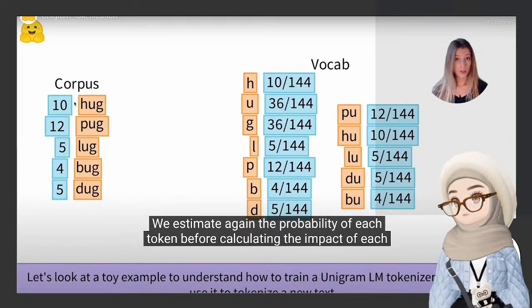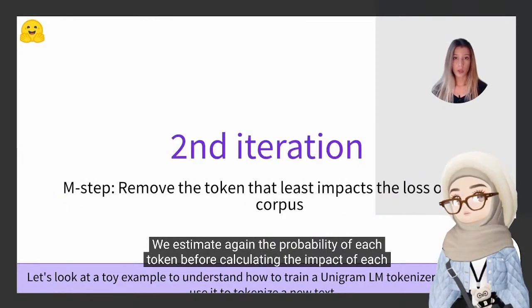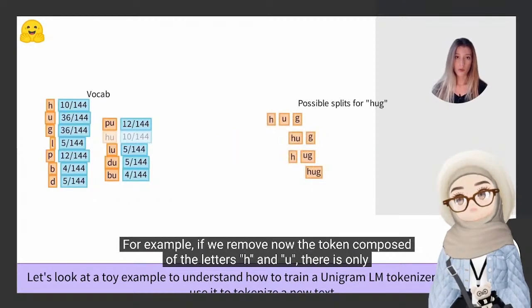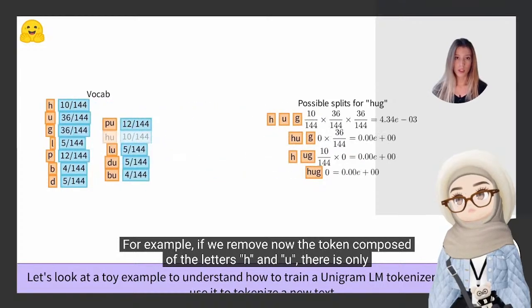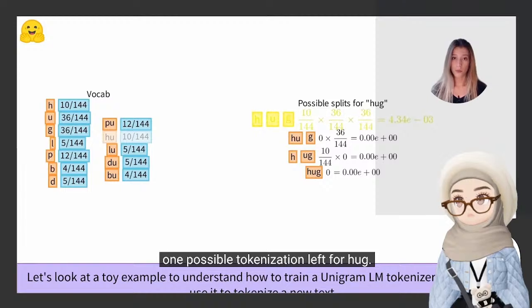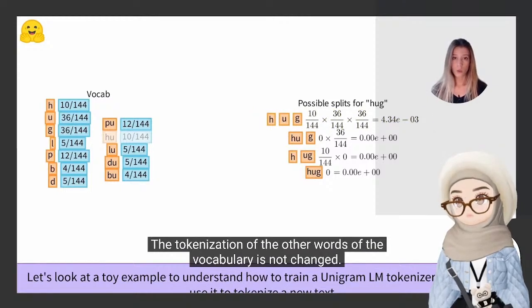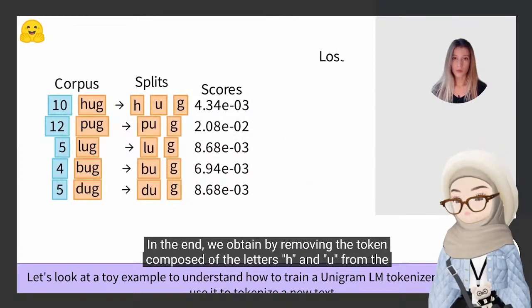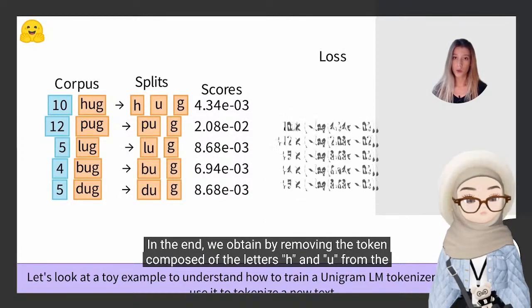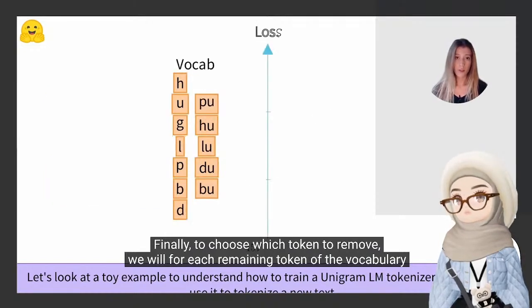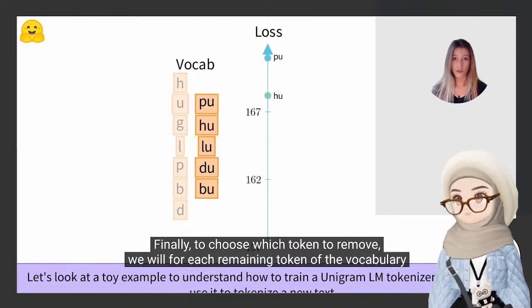So we estimate again the probability of each token before calculating the impact of each token on the loss. For example, if we remove now the token composed of the letters H and U, there is only one possible tokenization left for HUG. The tokenization of the other words of the vocabulary is not changed. In the end, we obtain by removing the token composed of the letters H and U from the vocabulary a loss of 168.